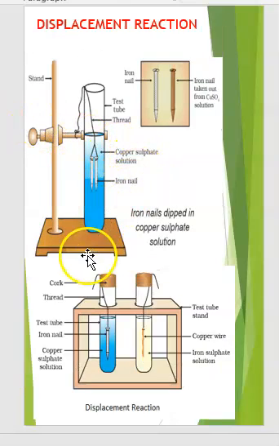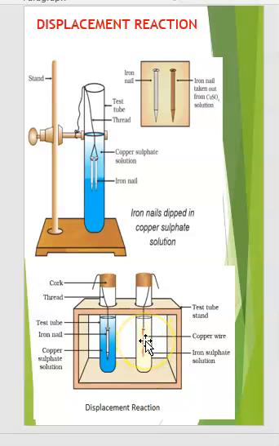Now, look at this. This is the one which we had performed just now, that we dipped the iron nail in the copper sulfate solution. But what if we do the opposite of it? That is, we take a copper wire and dip it in the iron sulfate solution. Now as you can see in this test tube, there's no reaction taking place. The copper wire has retained its color.